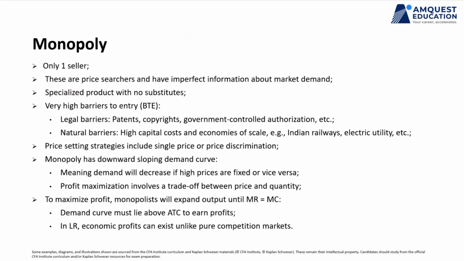Okay. The last one is monopoly, where there is one seller, and they're price seekers. Now remember, monopoly has very, very high barriers. The barriers could be natural: high capital cost, high investment, high resources. It could be legal also, like railways, where the government says you can't do railways. There can be patents and copyrights, so you can't enter that industry. Therefore, there's a single price.